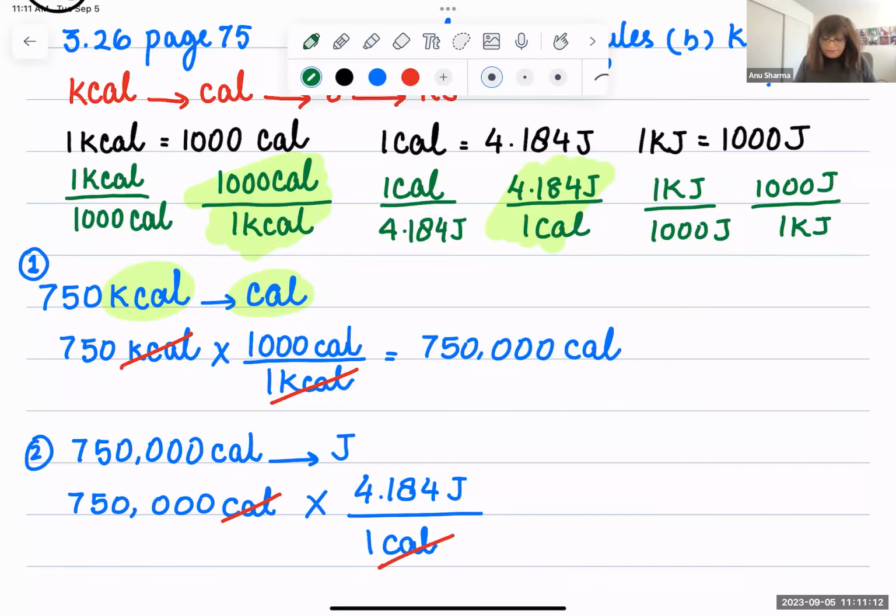That's going to be a very big number. Let's see. 750,000 times 4.184. And that gives you, look at that, 3,138,000 joules. That's the number. All right, 3,138,000 joules.